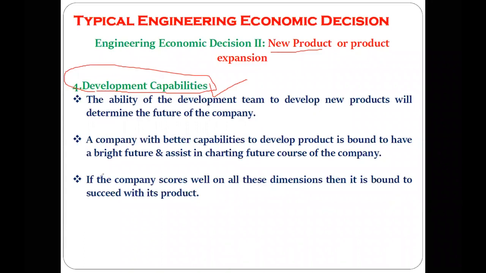Okay. So if the company does well in all the four dimensions that we have discussed, then nobody can stop that company from getting the maximum amount of profit. All of you agree? Yes, sir. So that is nothing but our second engineering economic decision. That is related with launching the new product. And when the company is deciding on launching the new product, the company also needs to predict how much profit they will get from that particular product from the market. And in order to predict that profit, the company has to consider all these four dimensions.